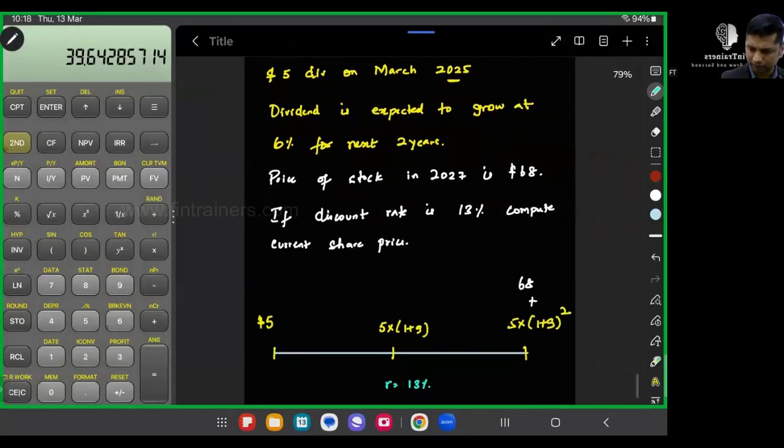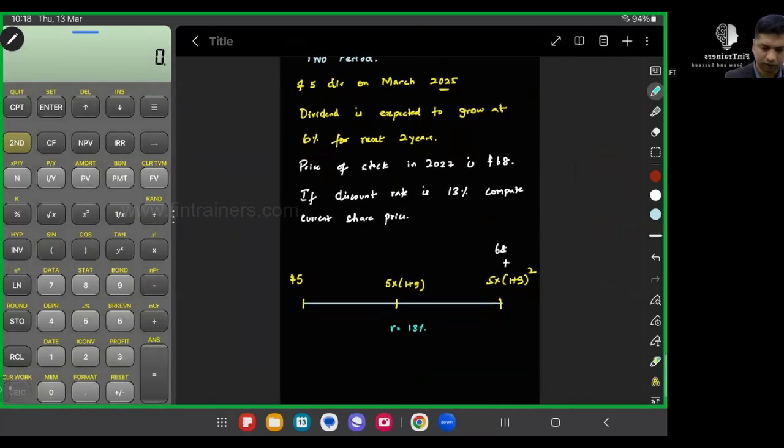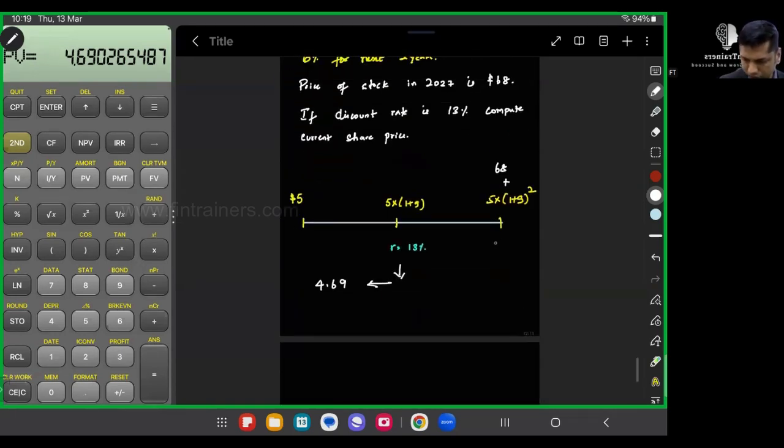I am going to use the TVM approach because it's always better, in my opinion. It's going to be accurate. My N, for the first dividend, is 1. My I/Y, we said, is 13%. Payment is 0. Future value is 5 times 1.06. Compute my PV: 4.6902. Store it in one memory slot. So this $5 something, in today's terms, is 4.69. Then I'm going to add these two together.